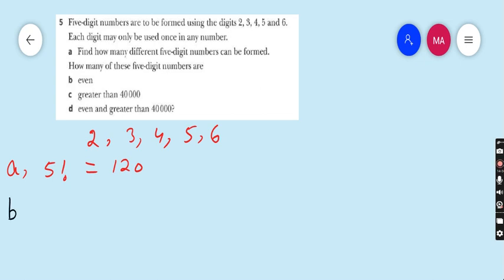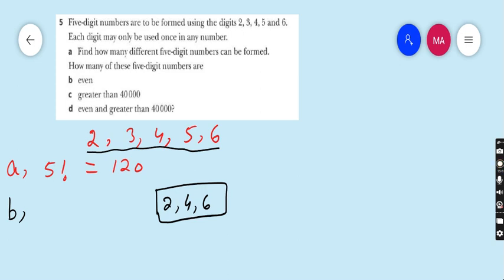Now part B, a very important part. How many of these 5-digit numbers are even? So we have 5 digits and we have to make the number even. So we have 3 digits that are even, that is 2, 4 and 6. So we have to put one number out of these 3 numbers in the last place.